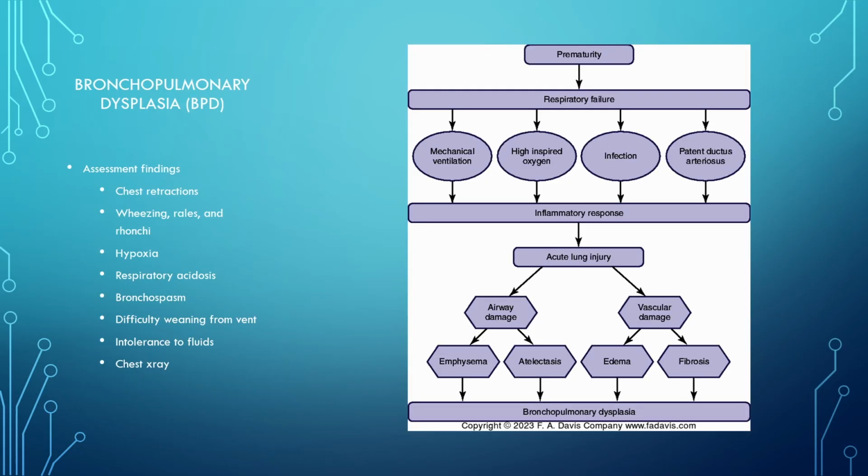Okay, our next complication which can occur is called bronchopulmonary dysplasia, or BPD. So this is common for our babies that have been on a vent for a very long time. So what you'll see with BPD, things that make you think that your baby has this: you're going to see chest retractions, wheezing, rales, rhonchi, hypoxia, respiratory acidosis, bronchospasms, difficulty weaning from the vent, intolerance to fluids, and you're going to want to do a chest x-ray.